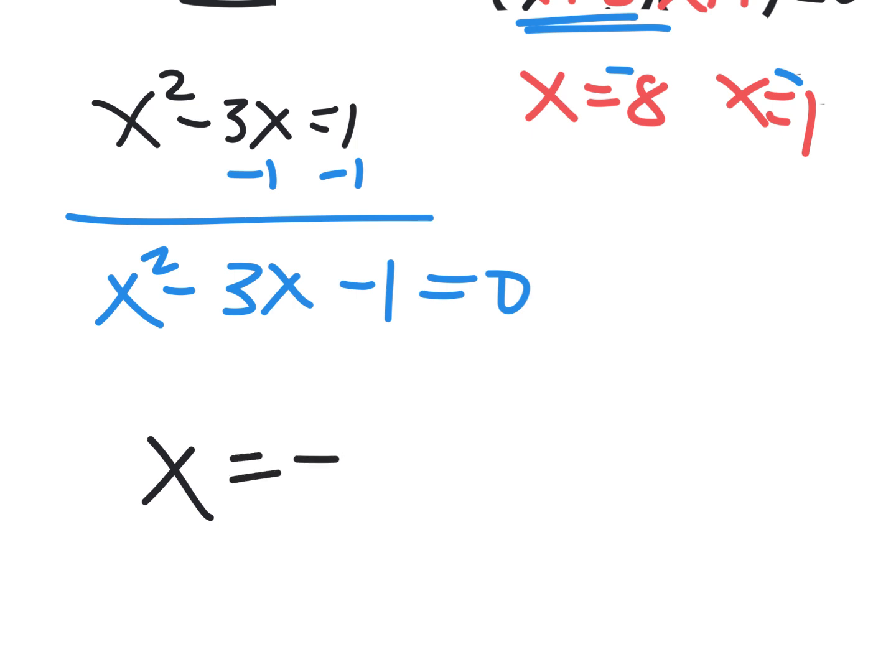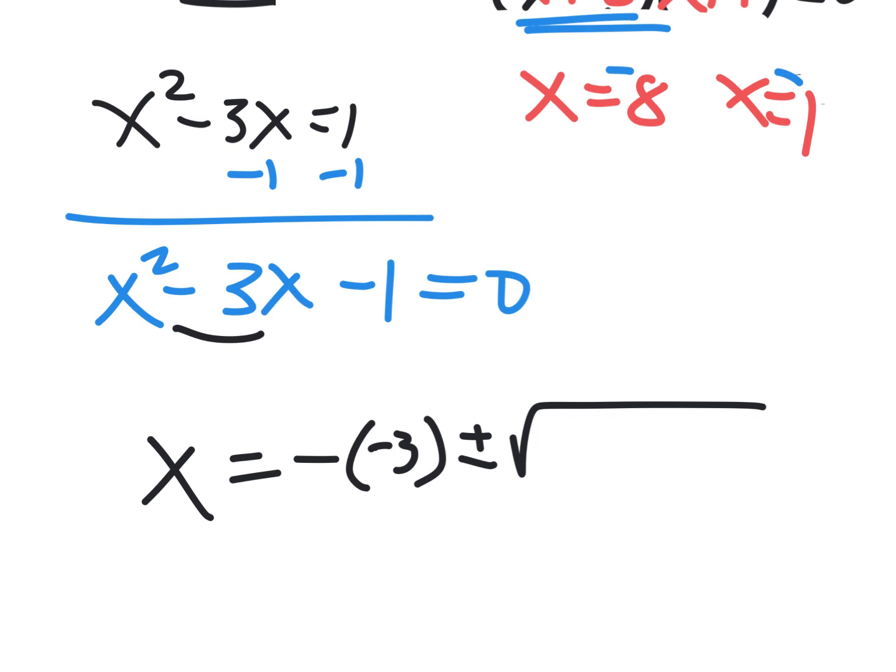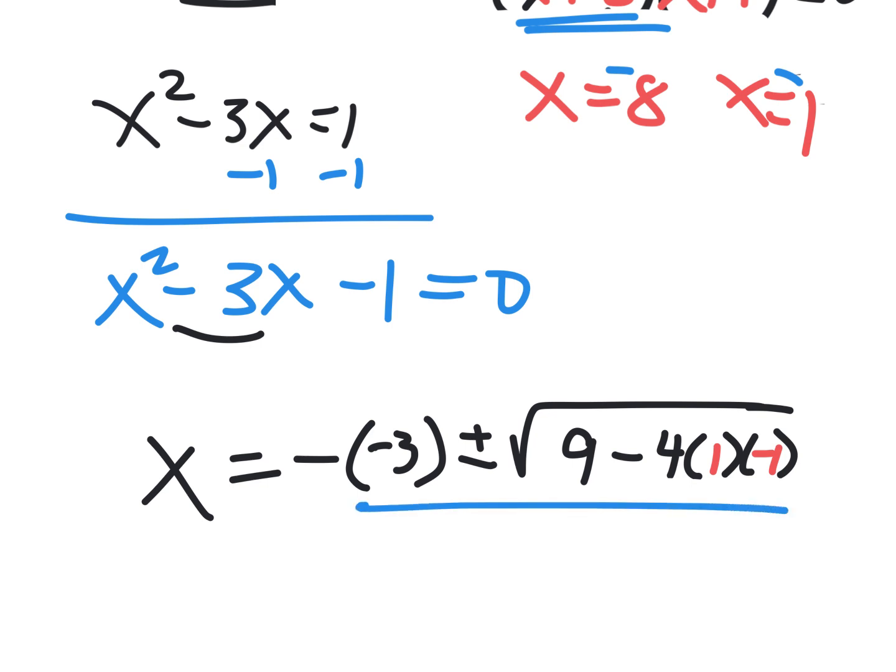So negative b, in this case, that's negative of -3 plus or minus the square root of b squared, which is this, which is b squared, which would be 9 minus 4ac. This, from my experience, is where everybody screws up. So I'm going to take a second and write out the a, which is 1, and the c, which is -1. Because, see, then there's 2 negatives here and here. And that's where people mess up. Because all over 2a is really easy.